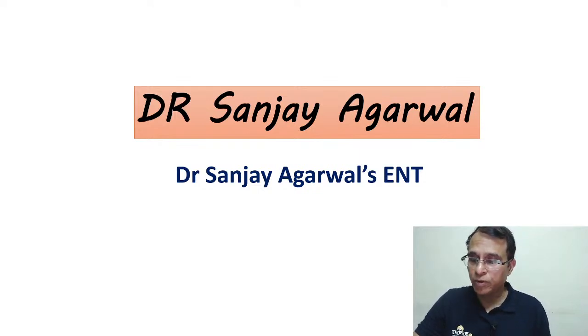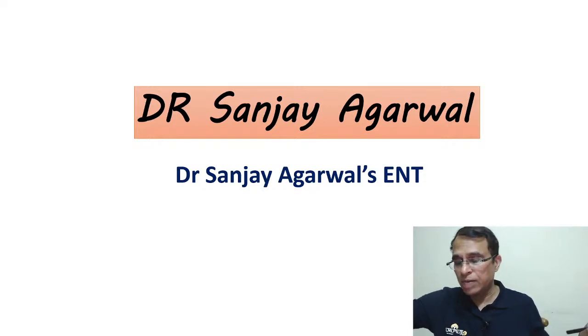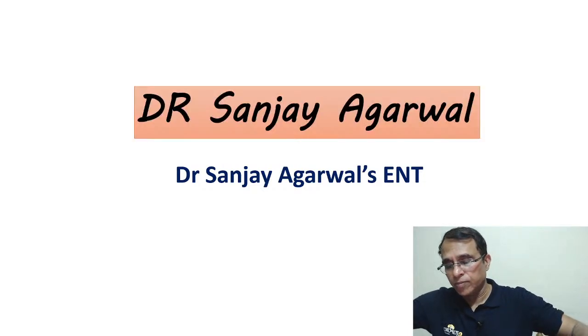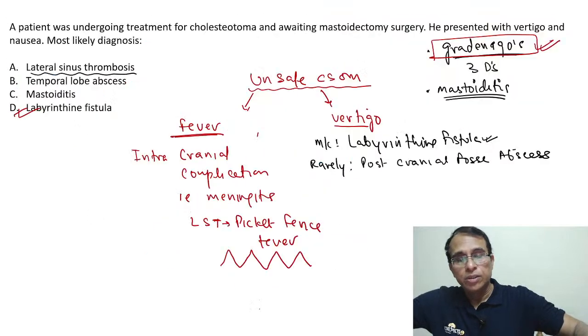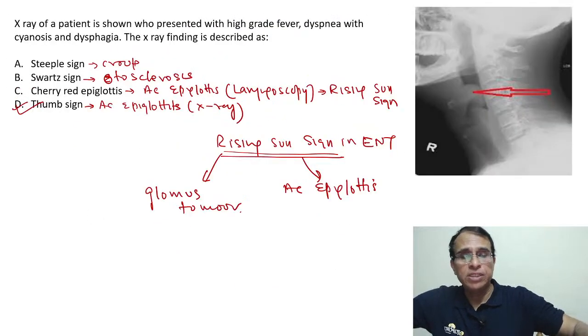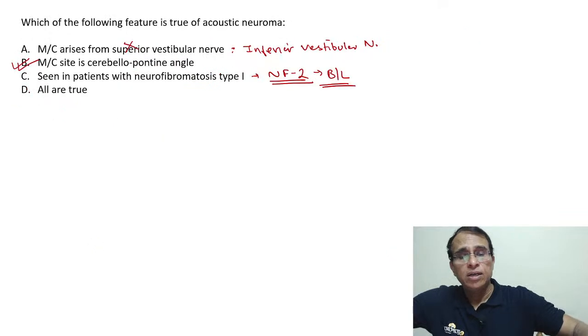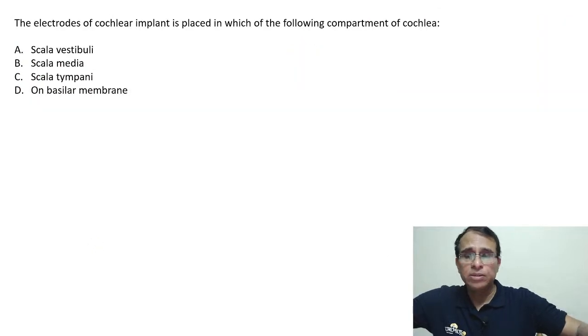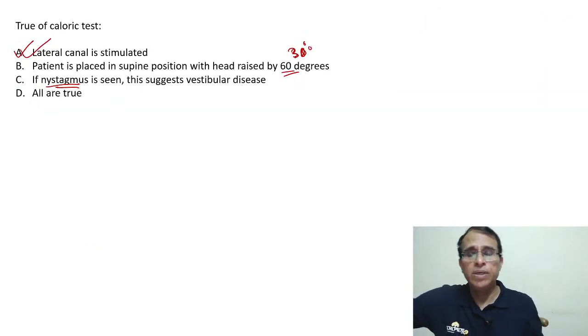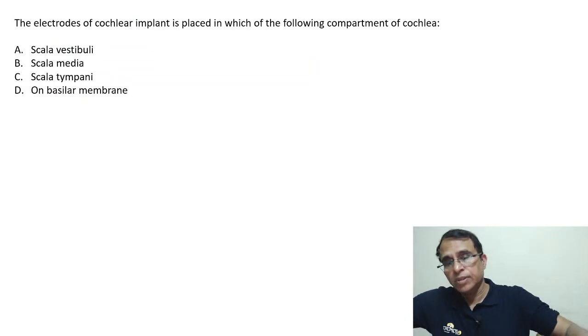So duration is more important than whether nystagmus is present. Nystagmus, like I said, will be there always. There is no absent nystagmus. You will never have an absent nystagmus unless the labyrinth is completely removed. If you remove the labyrinth, then maybe, otherwise there will be nystagmus always. Next question.